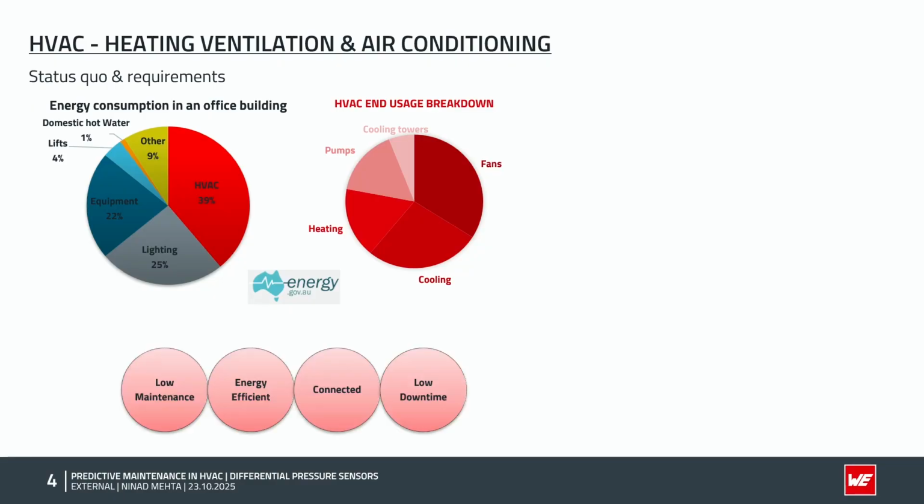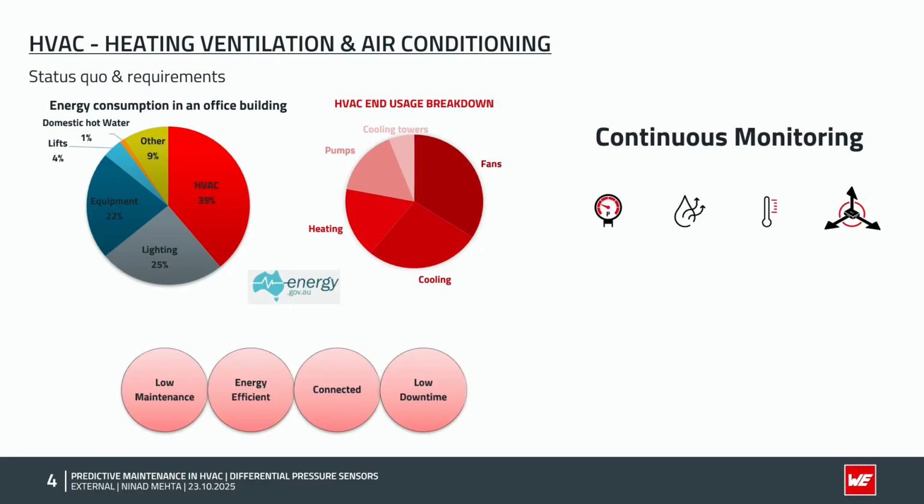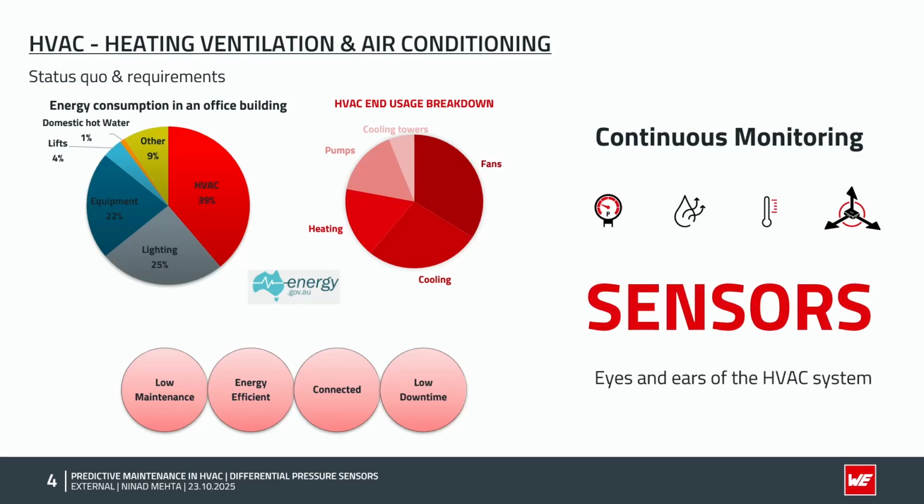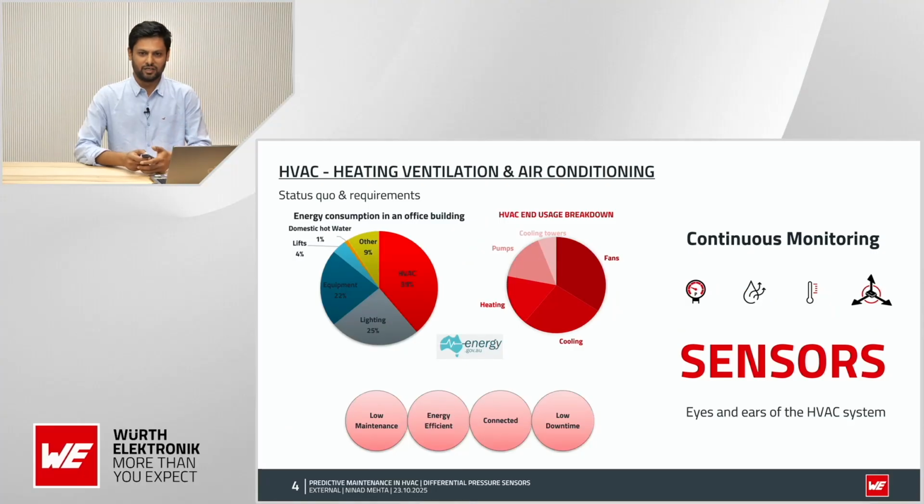How can we do this? How can we do the continuous monitoring? You monitor these environmental parameters with sensors. So basically the sensors become the eyes and ears of the whole HVAC system. And this gives us a very good control over the data to take data-driven decisions and reduce the amount of power that the whole system consumes.